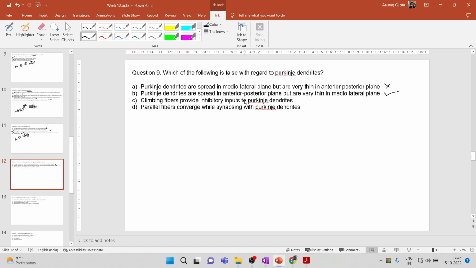Climbing fibers provide inhibitory inputs to the Purkinje dendrites. No, this is false. Climbing fibers are excitatory. Climbing fibers converge while synapsing with Purkinje dendrites. That is correct. That is because thousands and thousands of parallel fibers synapse with the dendrites of a single Purkinje cell. So there's a convergence of so many parallel fibers to a single Purkinje cell. So the answer is B and D.